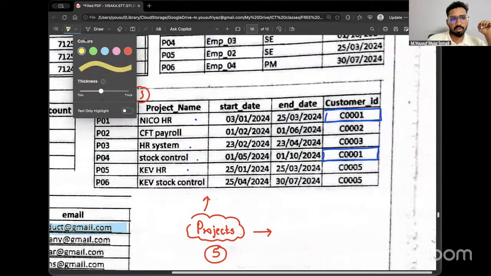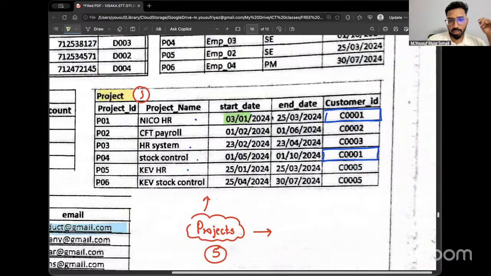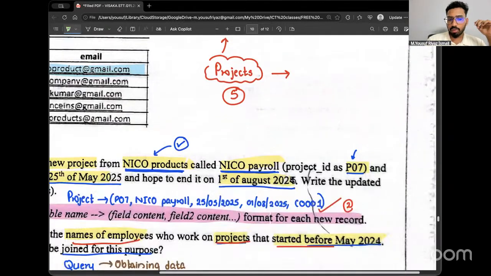And you first of all figure out what are the projects that started before May. So these are projects that started before May 2024. So first of all, you'll be getting what are the projects. Now, after you figure out what are the projects that started before May, you are going to go and get the employees who are working.